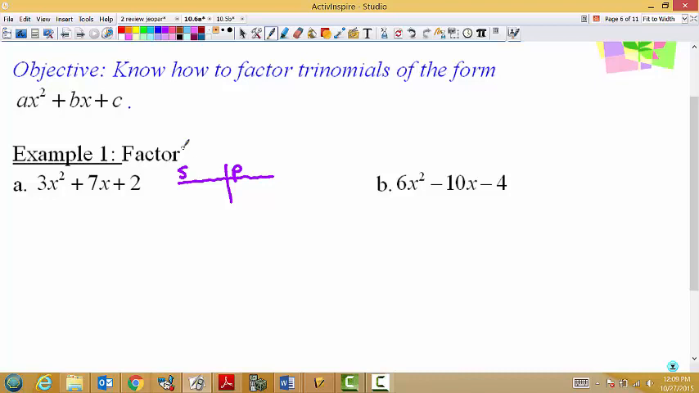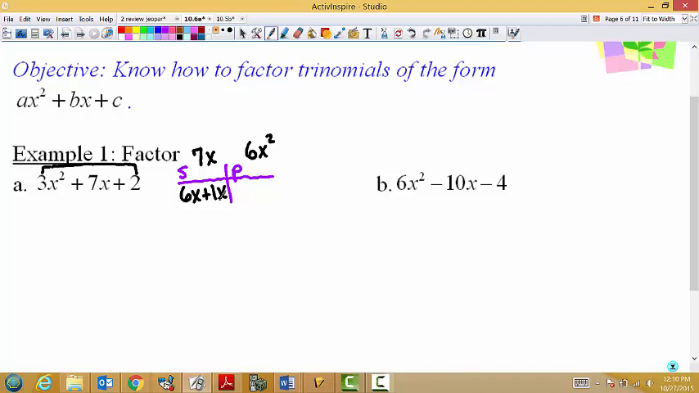Our s is still our middle term, 7x, and we remember our p was our first times our last, so now we're actually multiplying 3 times 2. 3 times 2 is 6, x squared. So I want to know what two numbers multiply to give me 6 and add to give me 7. Well, it would be 6 times 1, that adds to give me 7. So it's 6x plus 1x.